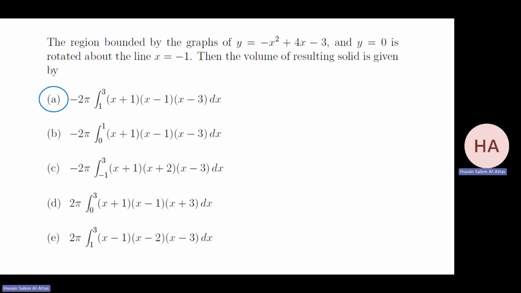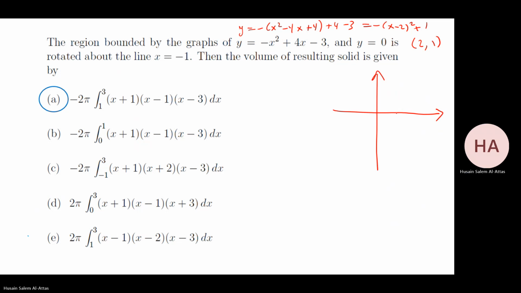Okay. The region bounded by this graph, let me complete the square. I add 4, so I add minus 4, so I add 4 minus 3. So that gives me minus x minus 2 squared plus 1. So my vertex is 2 and 1, and it opens downward. So this is my vertex, 2 and 1, and it opens downwards, doing something like this.